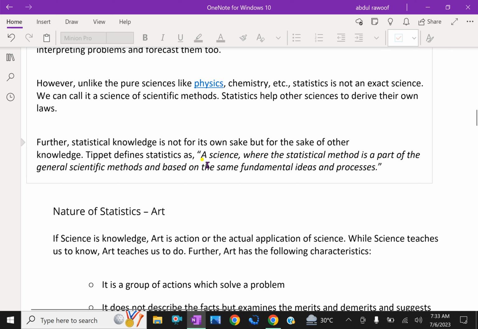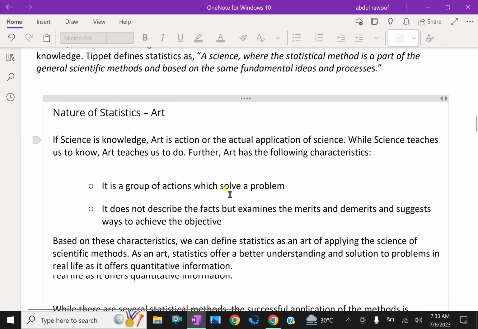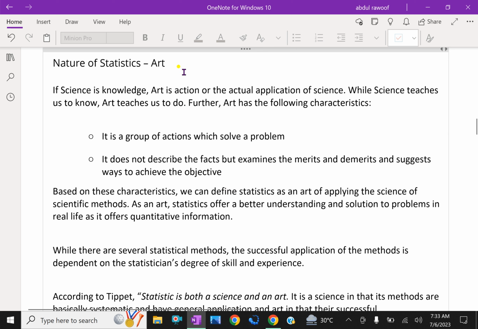Tippett defines statistics as a science where the statistical method is a part of the general scientific methods and based on the same fundamental ideas and processes. The nature of statistics, maybe we consider as an art. If science is knowledge, art is action or the actual application of science. While science teaches us to know, art teaches us to do. So the basic knowledge is a science and doing something using that knowledge is an art.